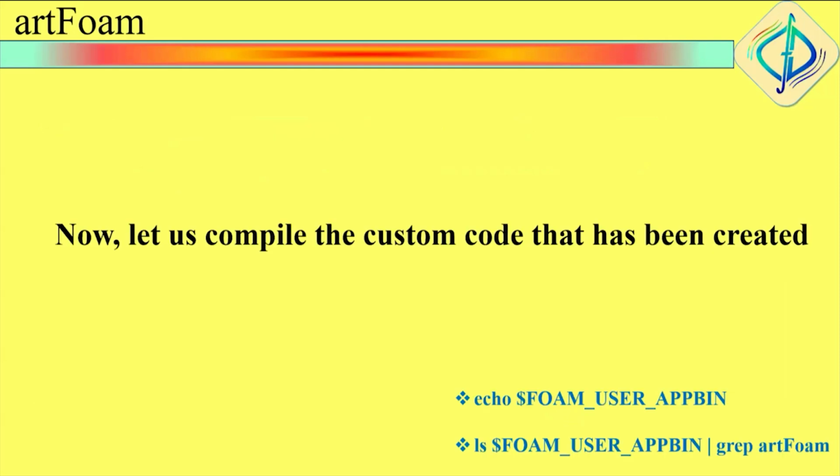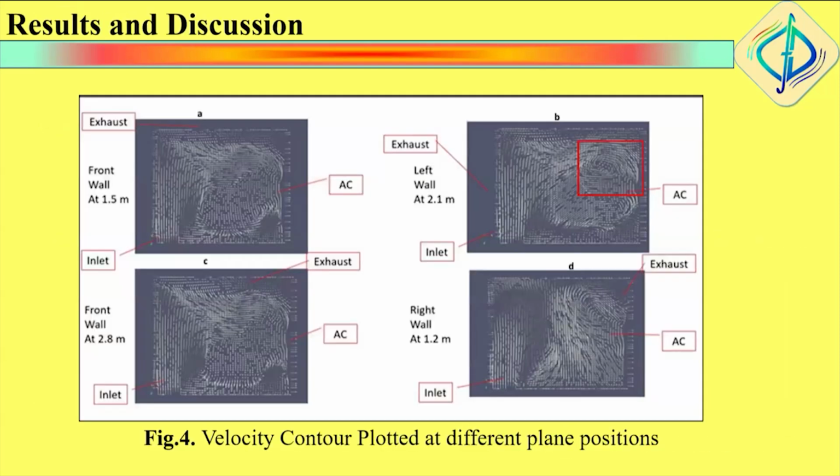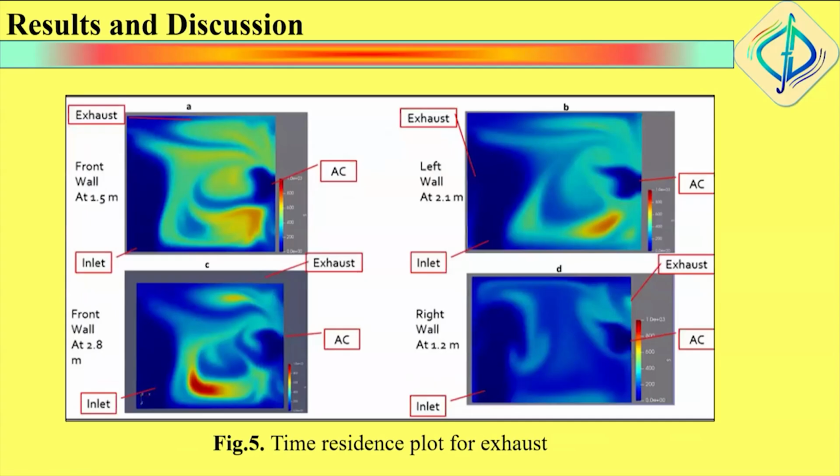We have compiled the solver, we have checked. So this data is from the report, and they have done the same. We have plotted streamlines, and they have found a recirculation zone near the AC and a recirculation zone near the exhaust. And we have also simulated the recirculation zone here. So we were able to capture the streamlines accurately.